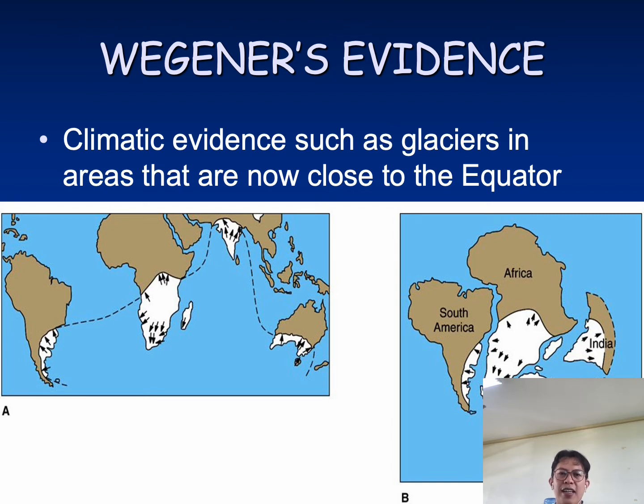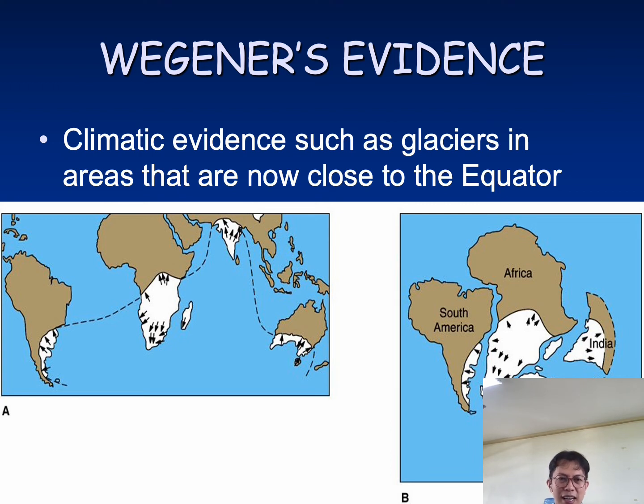Another one, we have the glacial deposits. Or we call this one climatic evidence, such as glaciers in areas that are now close to the equator. Very good example din ito. Why? For example, in the illustration, letter A, may mga glacial deposits dyan, or glaciers. Kung i-fit mo siya sa katabi niya na continents, the same pattern lang. So meaning they were once a large mass.